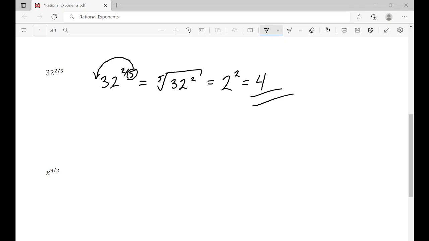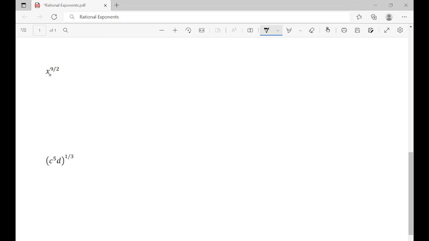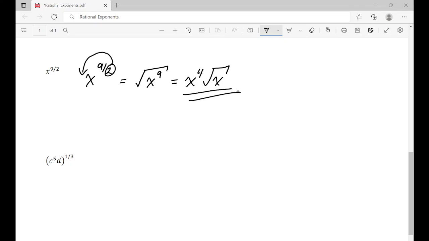But we can do this with variables as well. x to the 9/2 power. Again, I look for my denominator. It's a 2, so I bring it to the front as my index. So it's going to be the square root of x to the 9th. To simplify it, I see how many times 2 goes into 9, which is 4 times, with a remainder of 1, so 1 remains in. So x to the 9/2 power is x to the 4th times the square root of x.